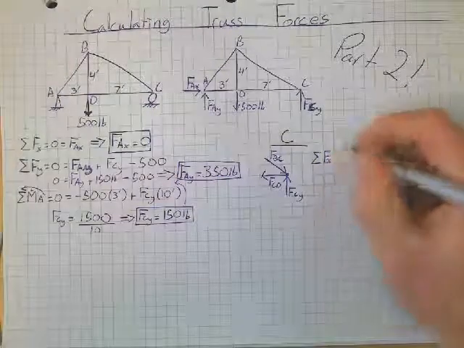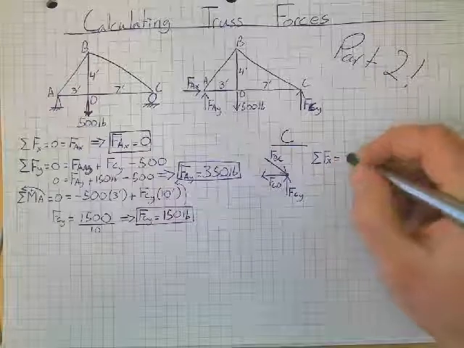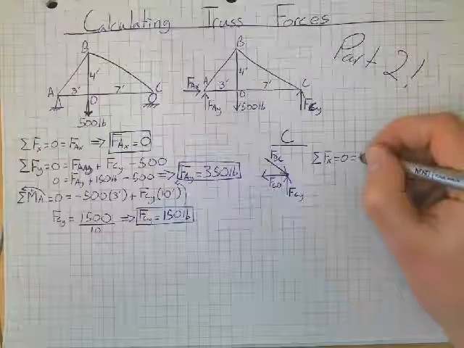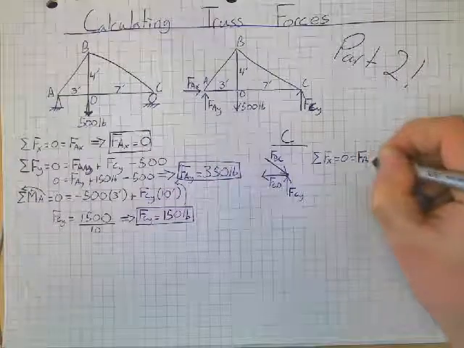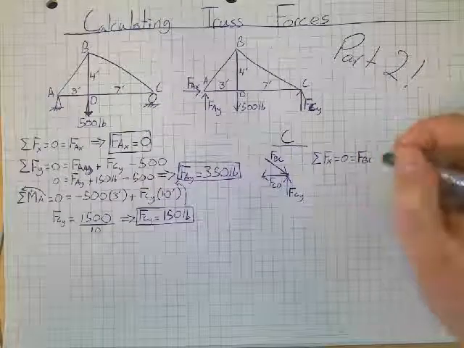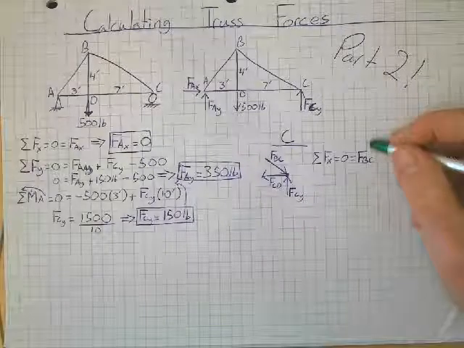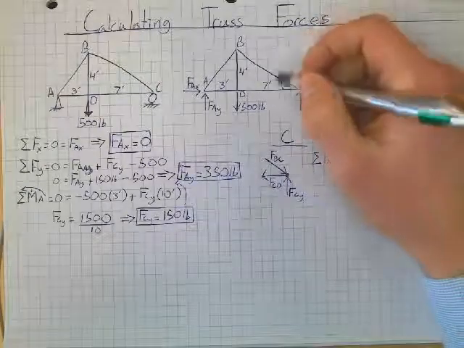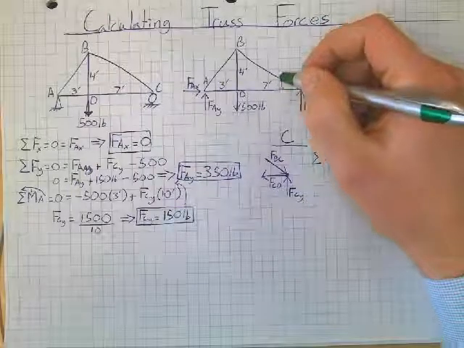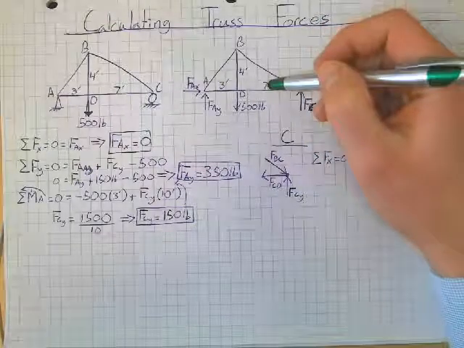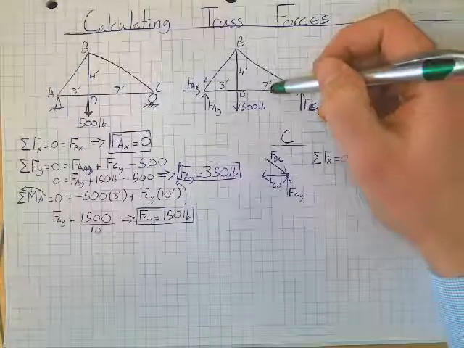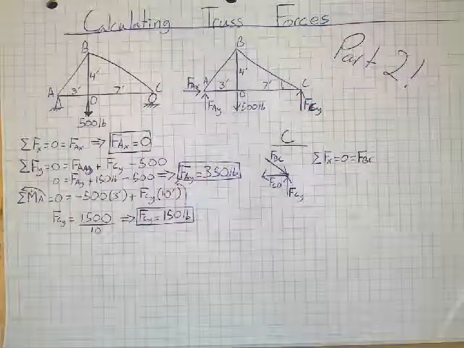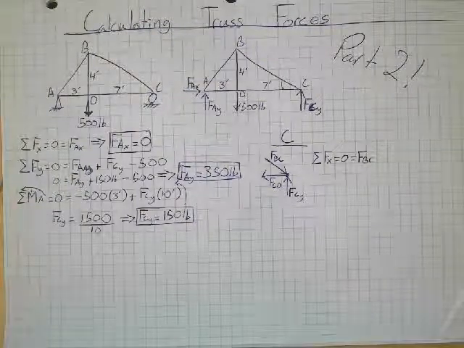So the sum of the forces in X equal to 0, and that's going to be equal to FBC times the cosine of theta. So if this was theta up here, the cosine of theta would be my adjacent divided by my hypotenuse. Now I don't know what my hypotenuse is, so I'm going to pause here quick and solve it.